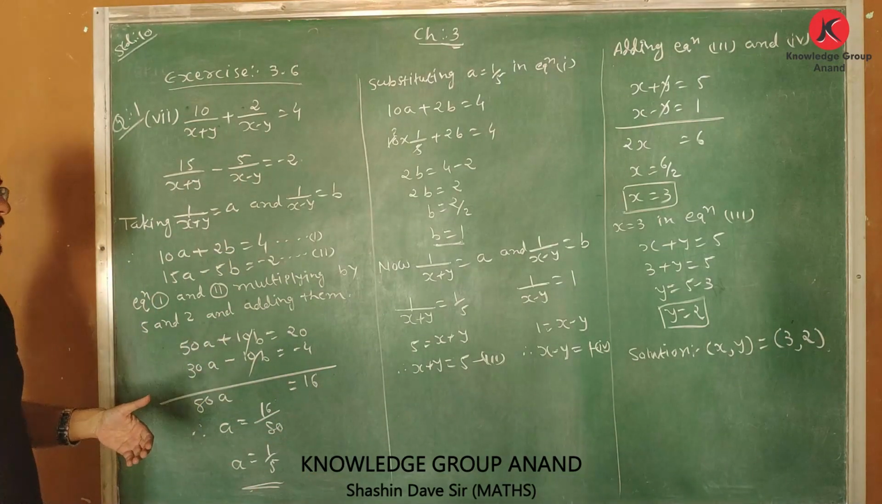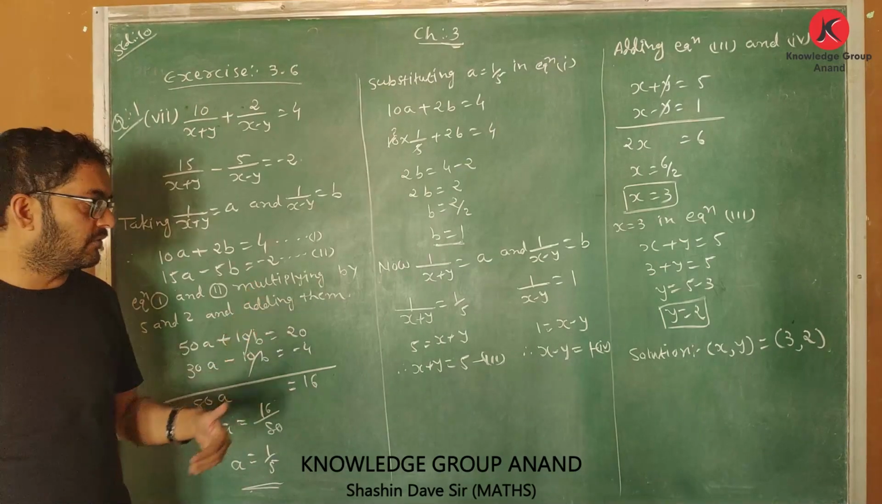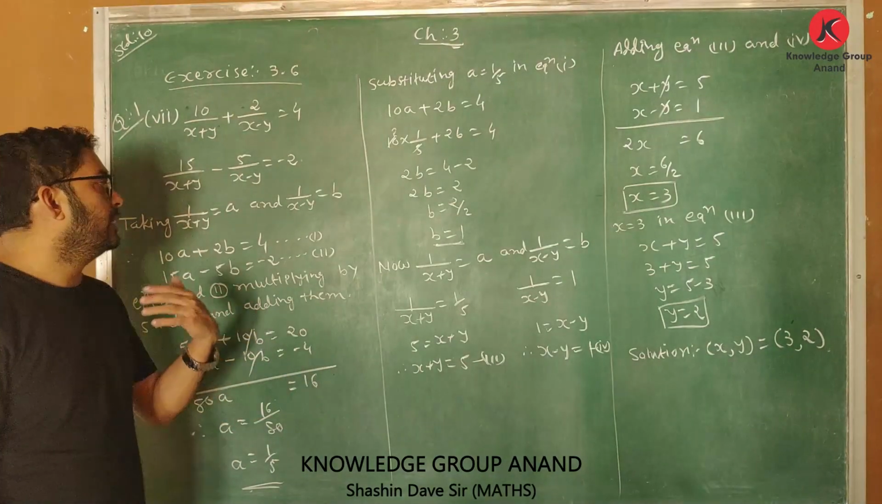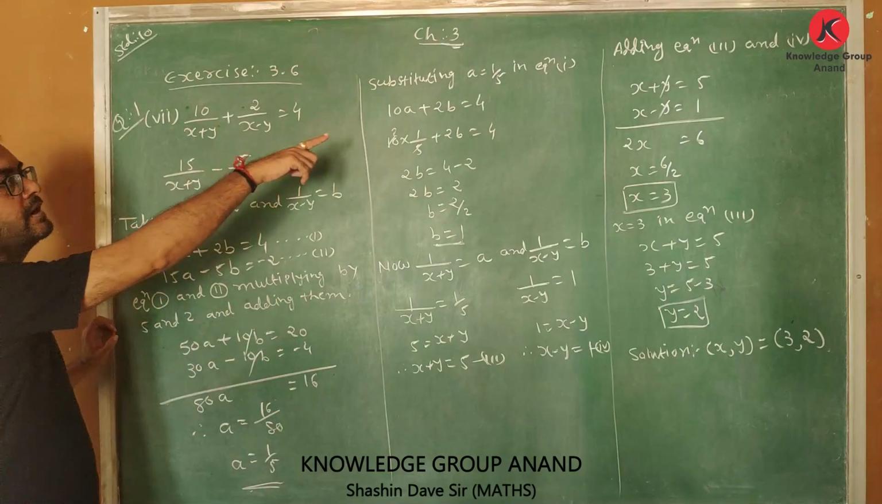Now I will substitute the value of a as 1 upon 5 in either of the equations to get the value of b. Here I have substituted in equation number 1.